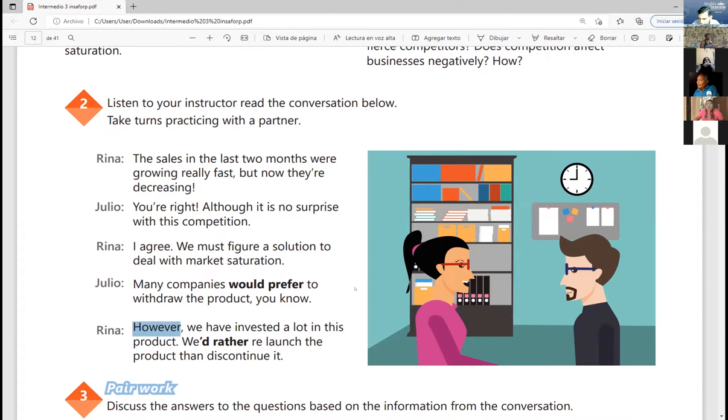Am I ready? Okay. The sales in the last 2 months were growing really fast, but now they are decreasing. You're right. Although it is no surprise with the competition. I agree. We must figure a solution to deal with market saturation. Many companies would prefer to withdraw the product, you know. However, we have invested a lot in this product. We'd rather relaunch the product than discontinue.